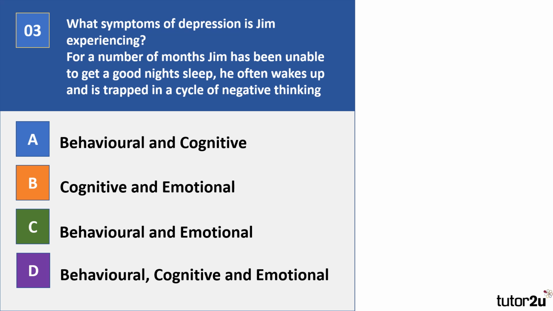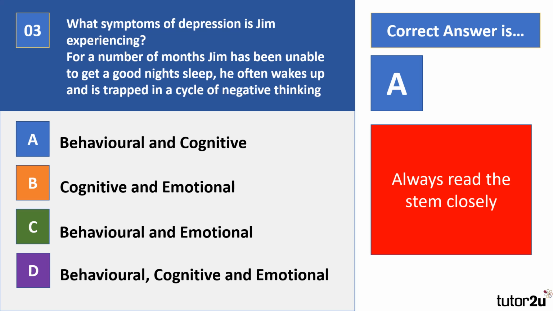Okay, for question 3, we're looking for what symptoms of depression Jim is experiencing. For a number of months Jim has been unable to get a good night's sleep. He often wakes up and is trapped in a cycle of negative thinking. So is that A, behavioural and cognitive, B, cognitive and emotional, C, behavioural and emotional, or D, behavioural, cognitive and emotional? So pause the video.